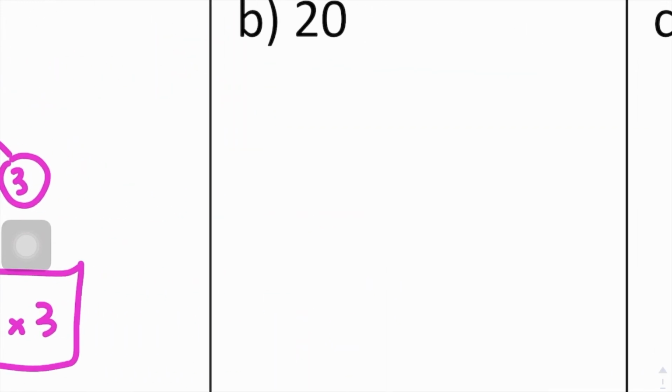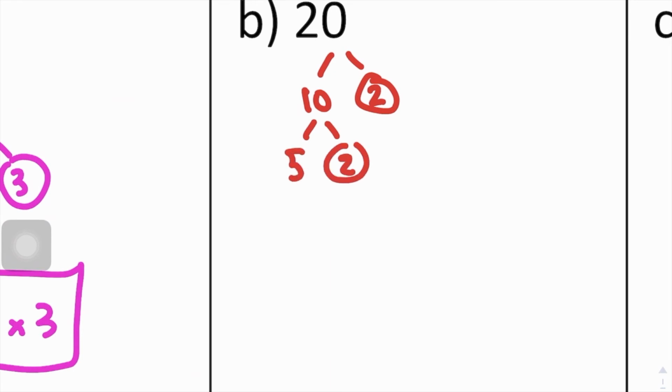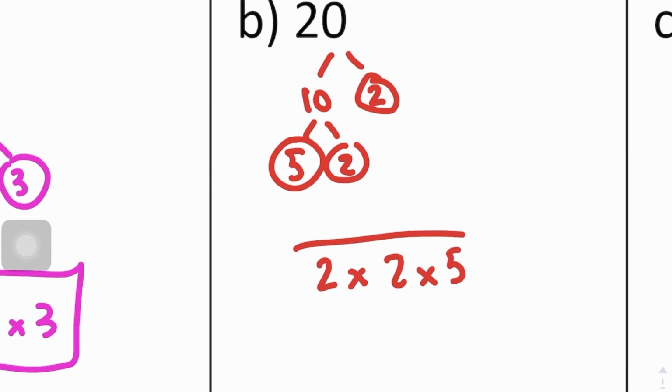All right, for 20, I know 10 goes into 20 because the one spot has a 0, and it pairs up with the 2. Well, 2 is prime, so I'm going to circle that immediately. 10 is not. 10 can be multiplied with 5 and a 2. So all the branches are done. We can write out 2 times 2 times 5. That's the prime factorization of 20.